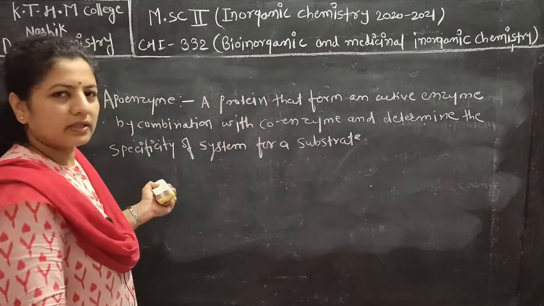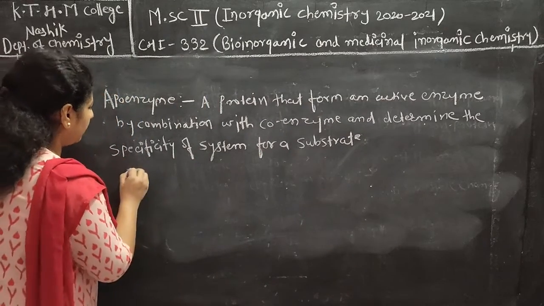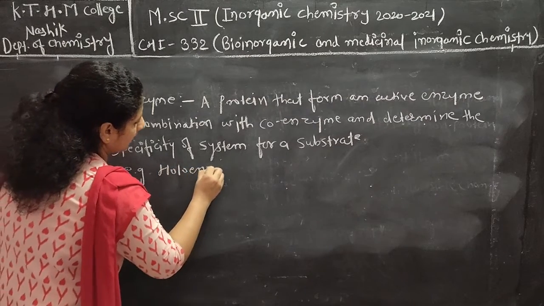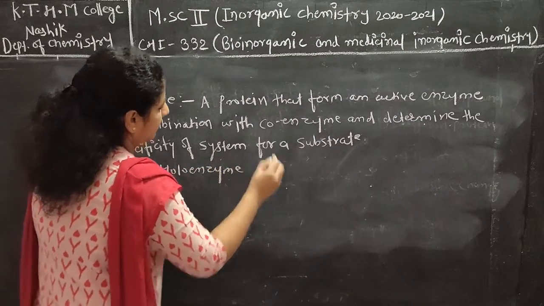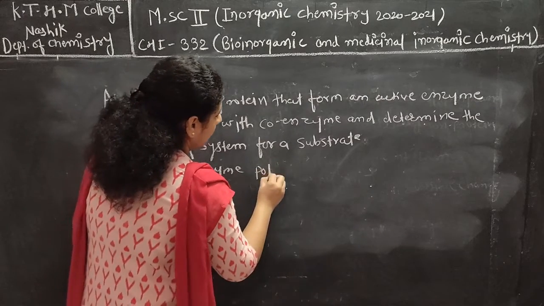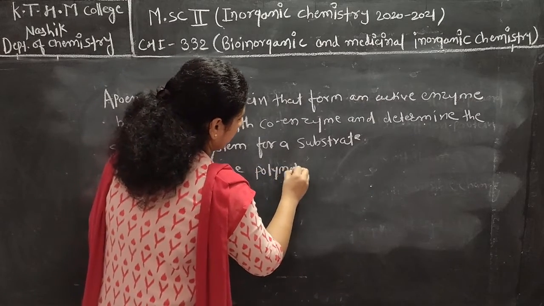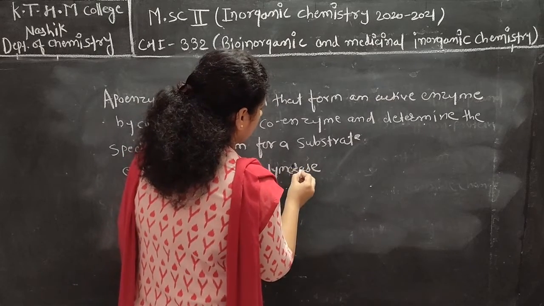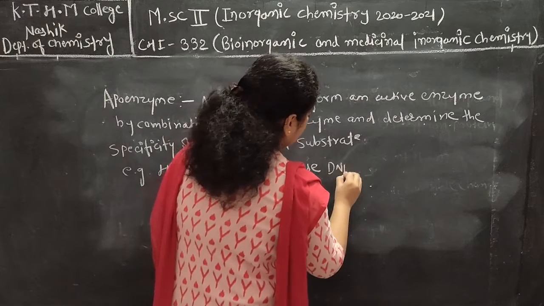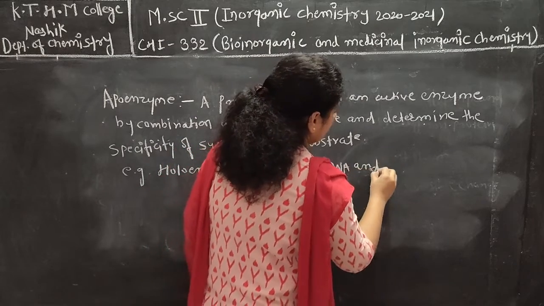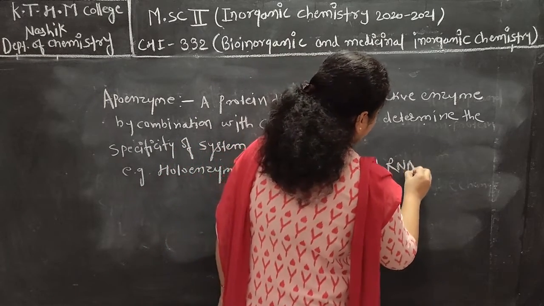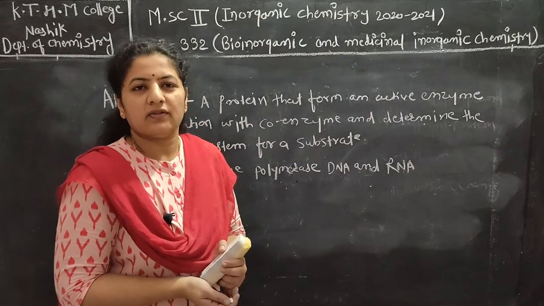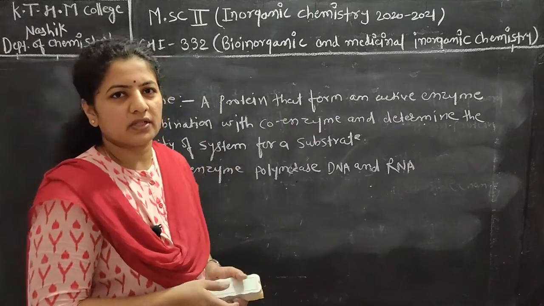Now, what is an example of apoenzyme? The example of apoenzyme is the holoenzyme which polymerizes DNA and RNA. Holoenzyme polymerase of DNA and RNA has multiple protein subunits.